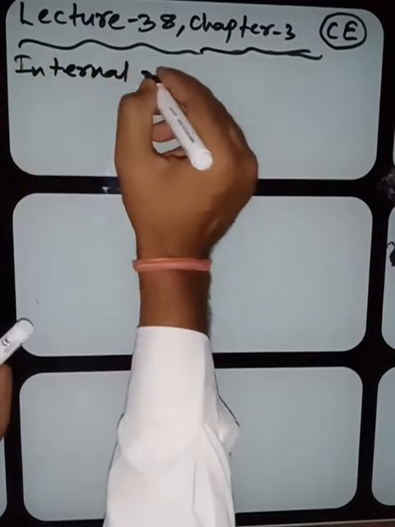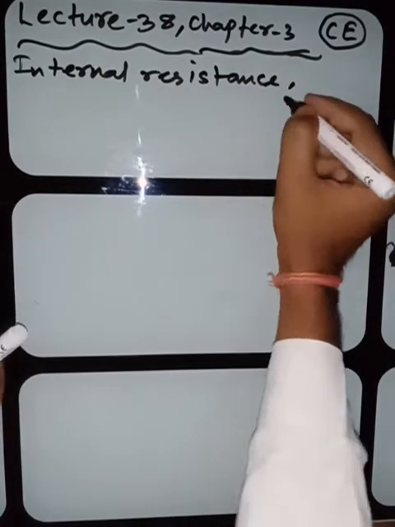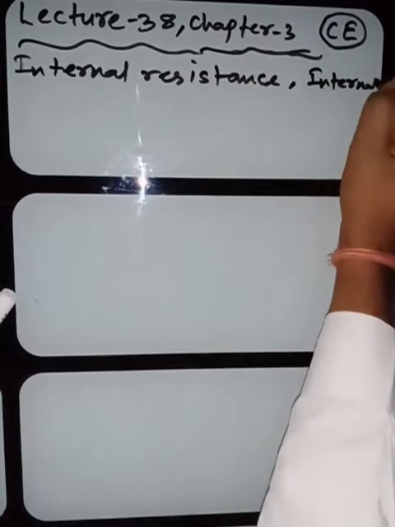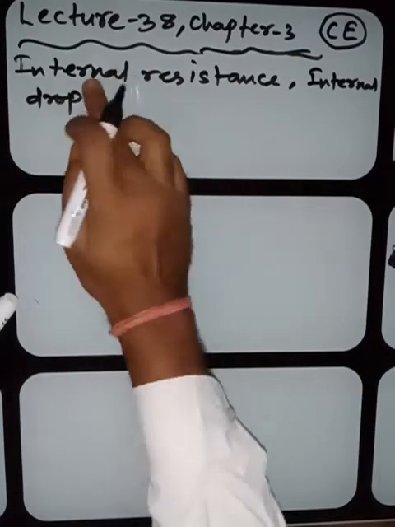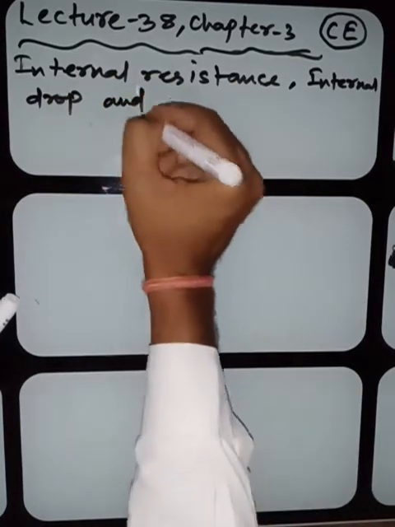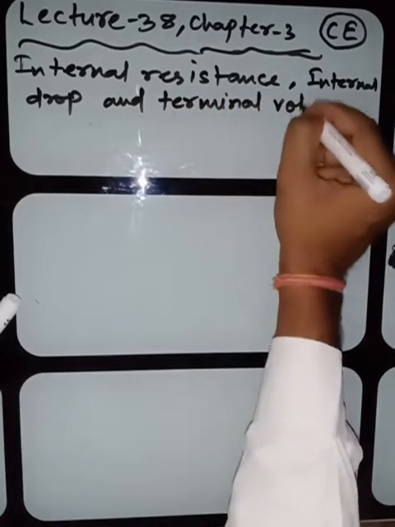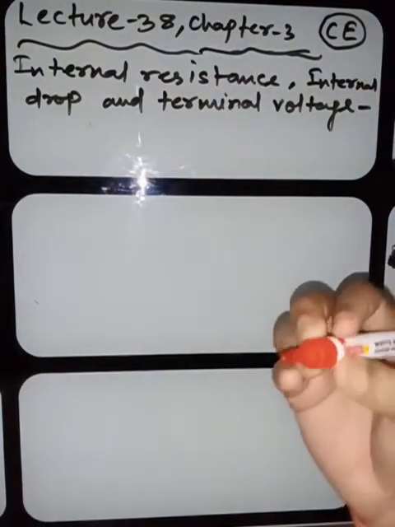Internal resistance, internal drop, and terminal voltage. We know that, student, whenever any cell is manufactured, chemicals are used for manufacturing the cell.